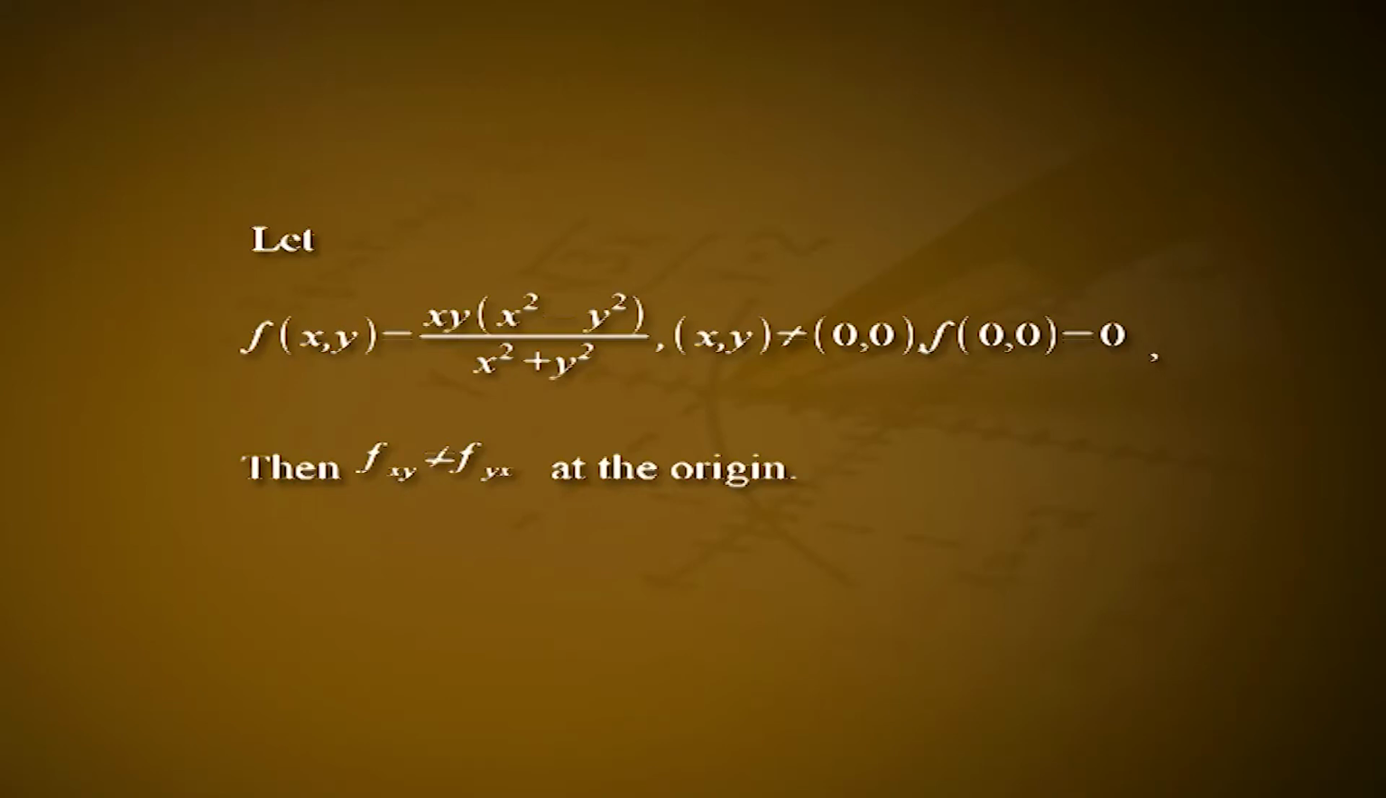Let us consider an example to show that fxy may be different from fyx. Example: let f(x,y) be equal to xy(x² − y²)/(x² + y²) for (x,y) not equal to (0,0), and f(0,0) equal to 0. Then fxy is not equal to fyx at the origin.